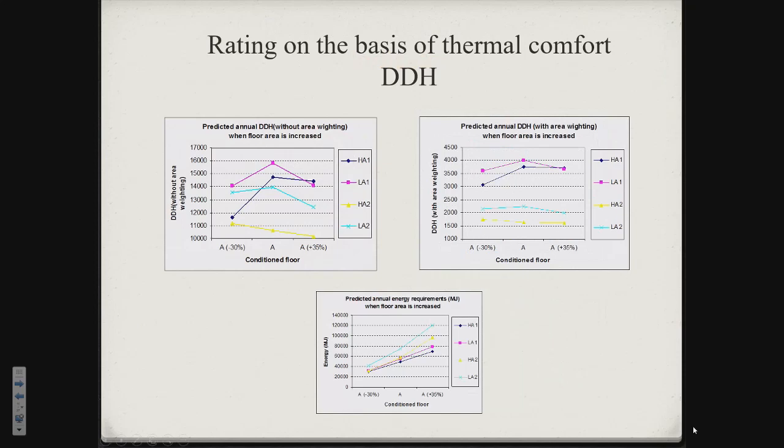Then I changed the index. I ran the building in the free running condition, turned off the air conditioning, and just computed the degree discomfort hours. You can see that increasing the floor area doesn't matter; it is not related to the floor area. Why? Because it is related to how the air ventilation goes through.